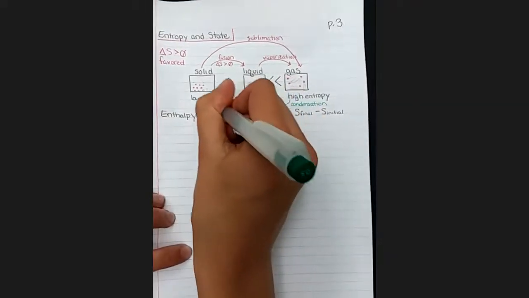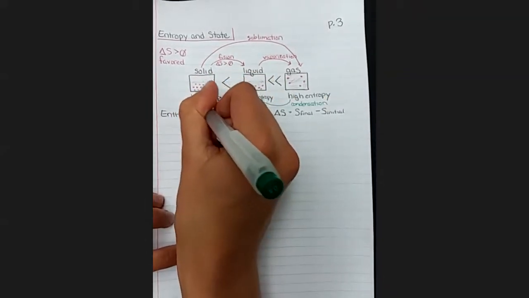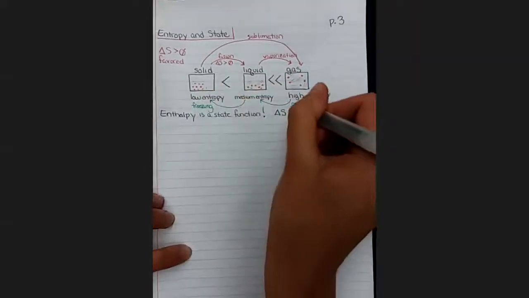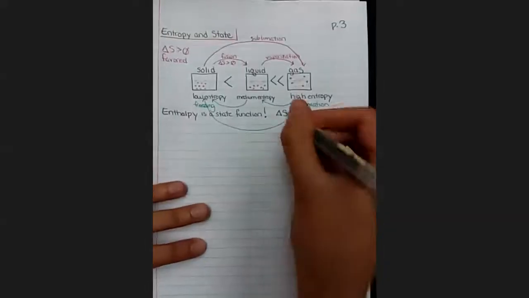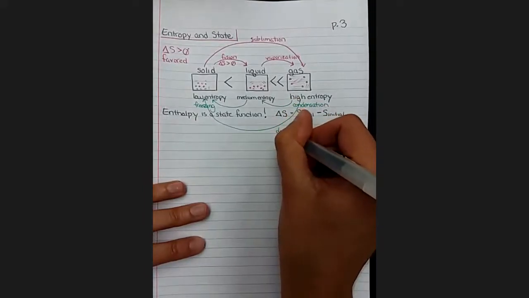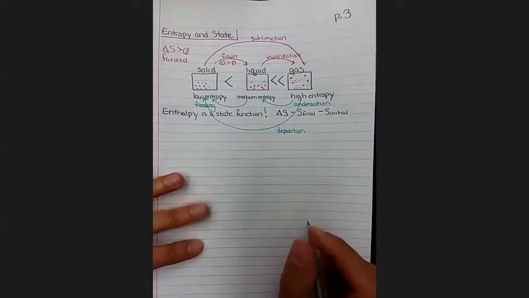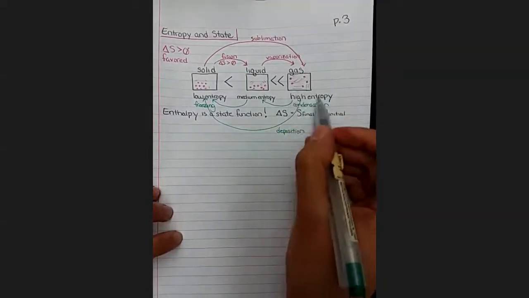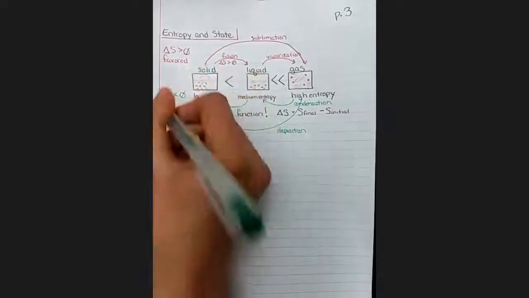If we go from liquid to solid, that's freezing. And if we go from gas to solid, and totally draw on top of that beautiful sentence that I wrote, we're going to have deposition. So all of these things that go from higher entropy to lower entropy, they are going to have a delta S less than 0. And this is going to be unfavored.